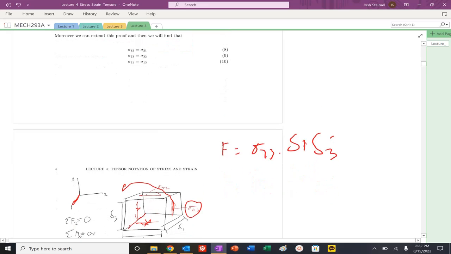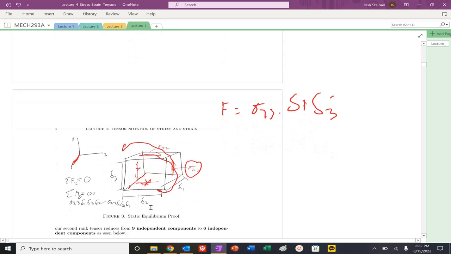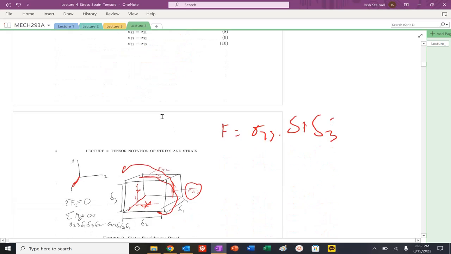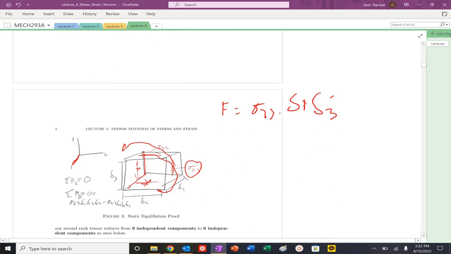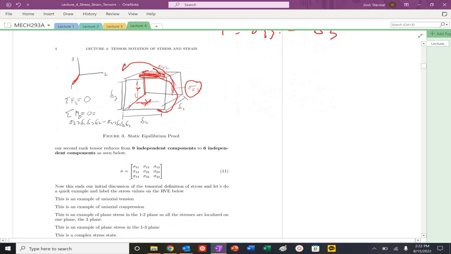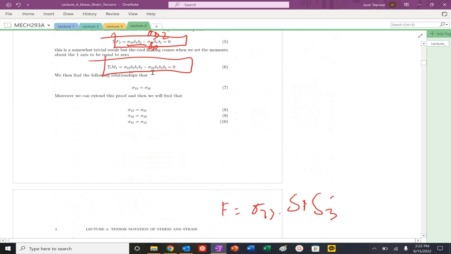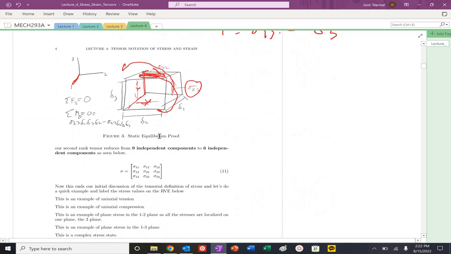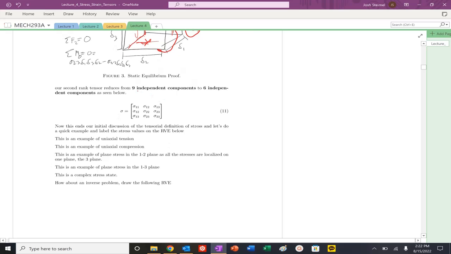If I look here, this is going to send me clockwise. So again, the force is going to be sigma 3,2 times delta 1 times delta 2. What's the distance to my 1 axis from this force here? It's going to be delta 3. Excuse me, I'm going to mix up the delta there. So when I do this, I will find that these must be equal. So you can extend this proof and see that these off-diagonal components must be equal. So we end up from 9 to 6 independent components, as you see here.